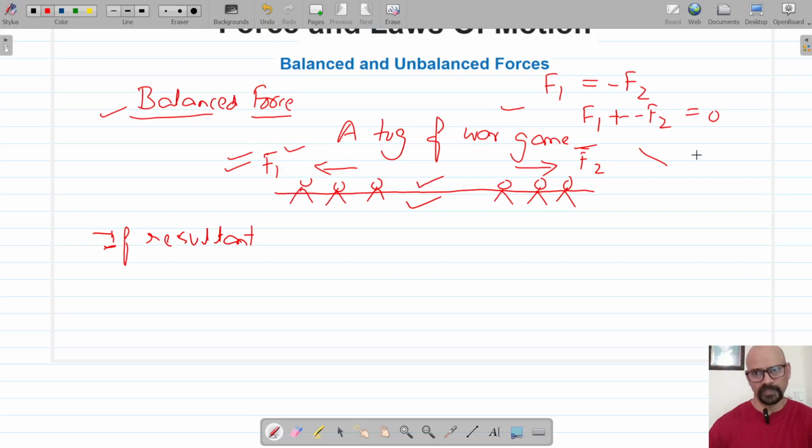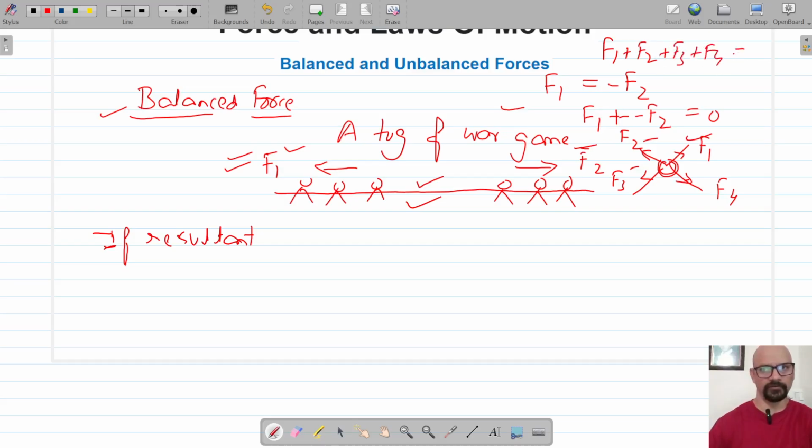So let's say we have a number of forces acting at a point on this object. Let's say F1, F2, F3, and F4, and this object does not move. That means the resultant of all these forces, that is F1 plus F2 plus F3 plus F4, is zero. So the resultant of these forces is the balanced force.